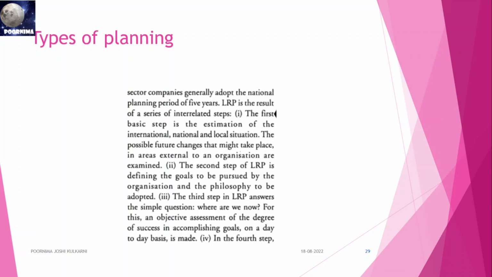Long range planning is a result of a series of interrelated steps. The first step is estimation of international, national, and local situations. The possible future changes that might take place in the areas external to an organization are examined. The second step of long range planning is defining the goals to be pursued by the organization and the philosophy to be adopted. The third step in long range planning answers a simple question: where are we now? For this, an objective assessment of the degree of success in accomplishing goals is made.